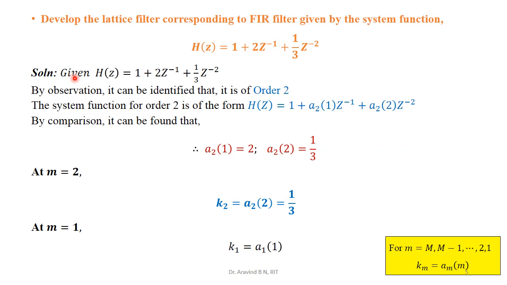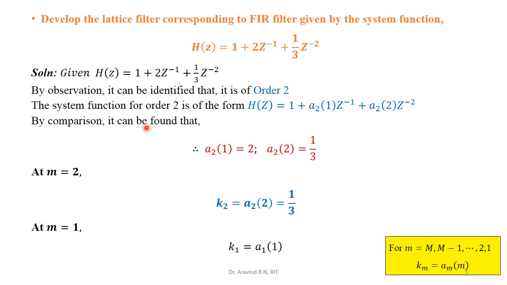Now go through the solution. Given H of z is equal to 1 plus 2 z inverse plus 1 by 3 z to the power of minus 2. So by observation we can say that the order is 2. That we can identify from this one. If this is 2, then we are working with order 2. If this is 3, then we will be working with order 3. In this case it is 2, therefore the order is going to be 2. Order 2, in the sense with respect to lattice realization, we need to find out two values, k1 and k2. So a second order lattice structure we need to realize.